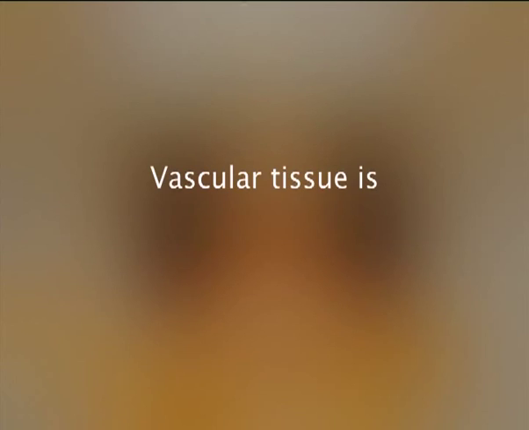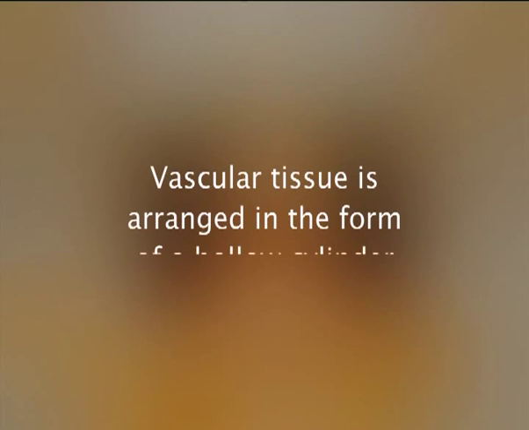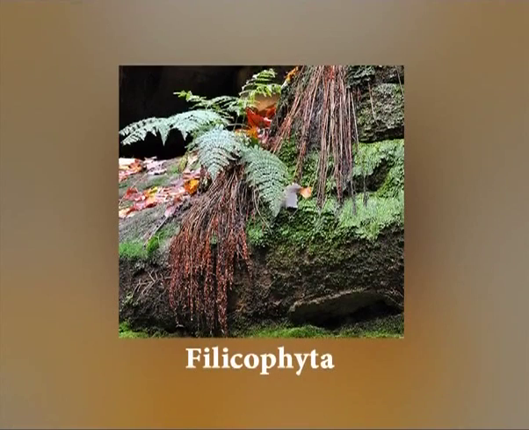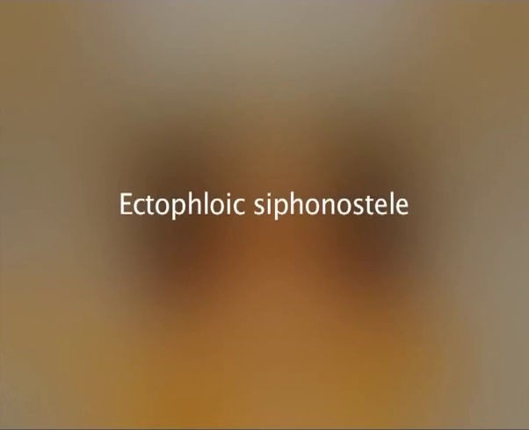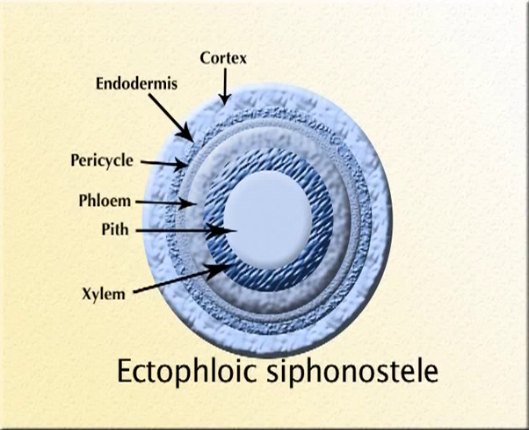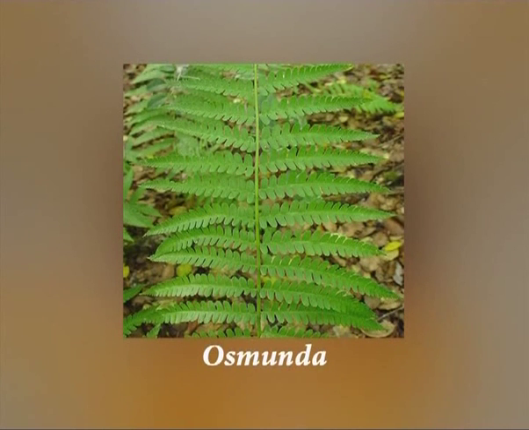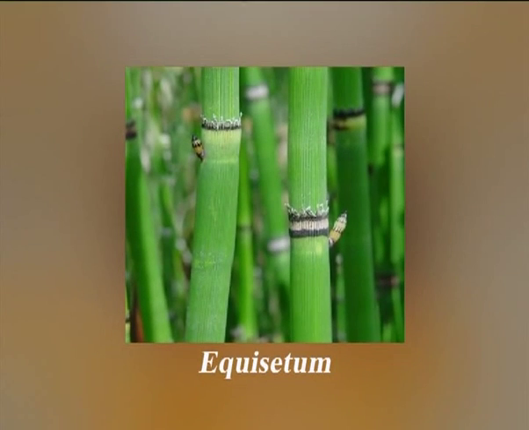Siphonostele. In this type of stele, there is a pith. Here, the vascular tissue is arranged in the form of a hollow cylinder with a distinct pith in the center. It is found in the stems of most members of Pteridophyta. It is of the following two types. Ectophloic siphonostele. It is a type of siphonostele where the xylem cylinder lies next to the pith and is surrounded by the phloem cylinder on the outer side only. It is found in Osmunda and Equisetum.